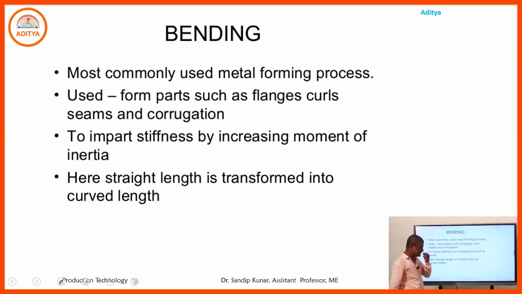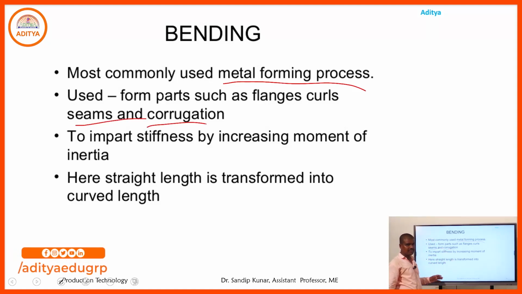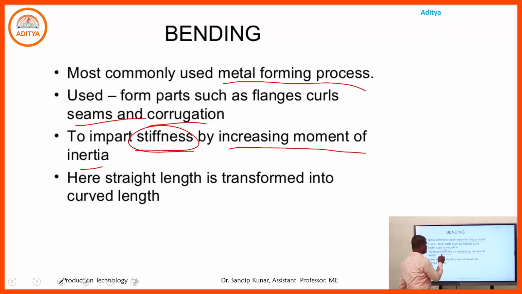Bending is one type of metal forming process, used to form parts such as flanges, curls, seams or corrugations. Using that operation we get that type of parts. It imparts stiffness by increasing the moment of inertia, so we get higher stiffness. Here a straight length is transformed into a curved length; in a bending operation we convert the straight length into a curved length.